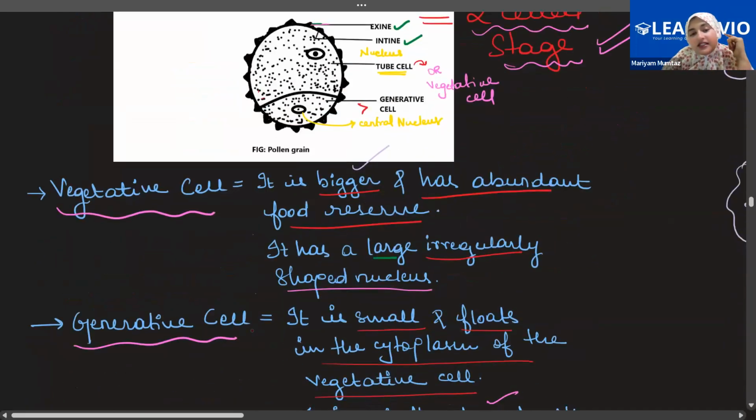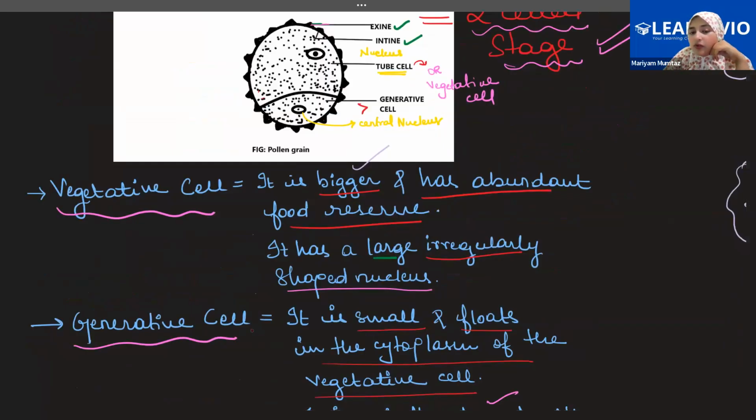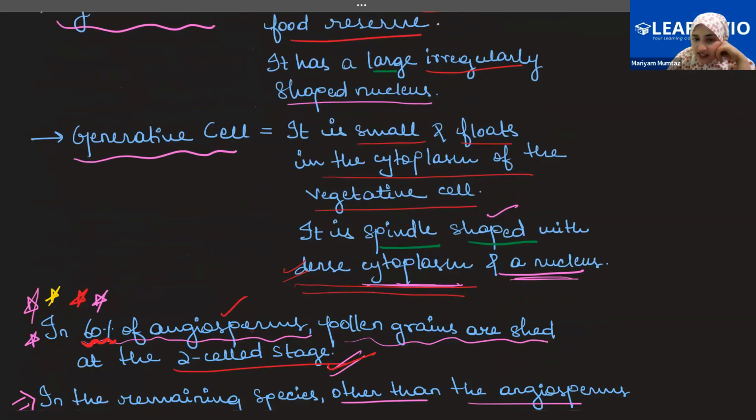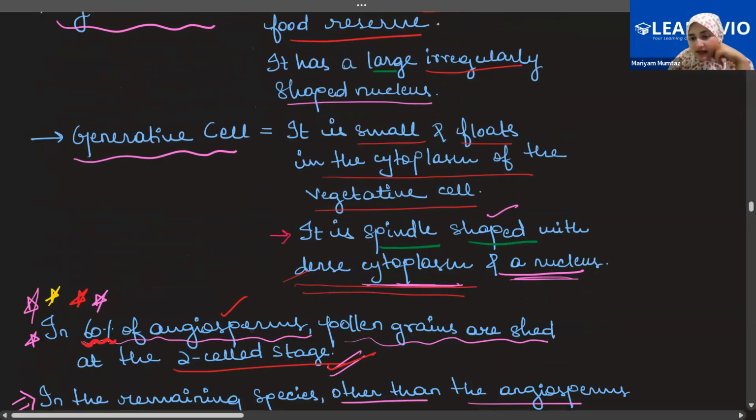So talking about the vegetative cell, it is the bigger one and has abundant food reserve. It has a large, irregularly shaped nucleus. Whereas the generative cell is the smaller one and it floats in the cytoplasm of the vegetative cell. Talking about the shape, it is spindle shaped and it has a dense cytoplasm and the nucleus. Clear?